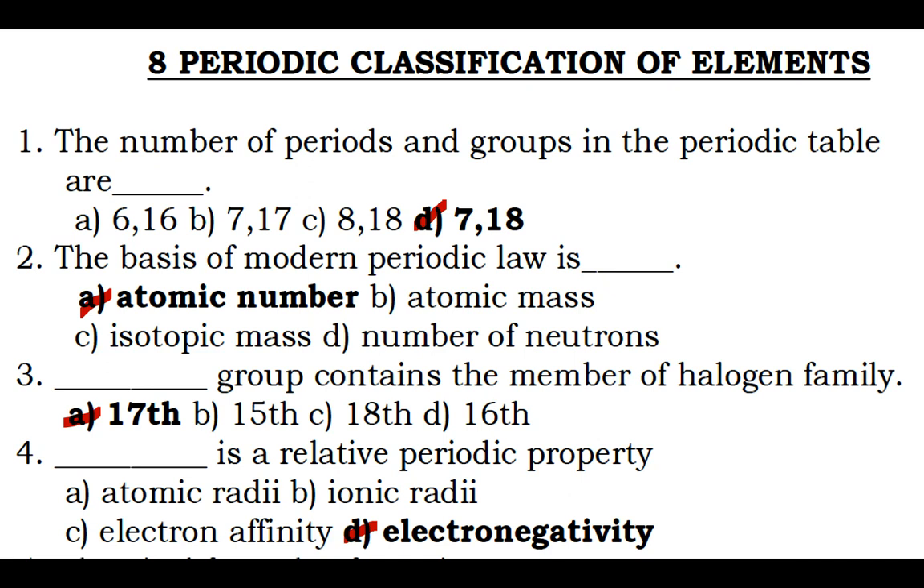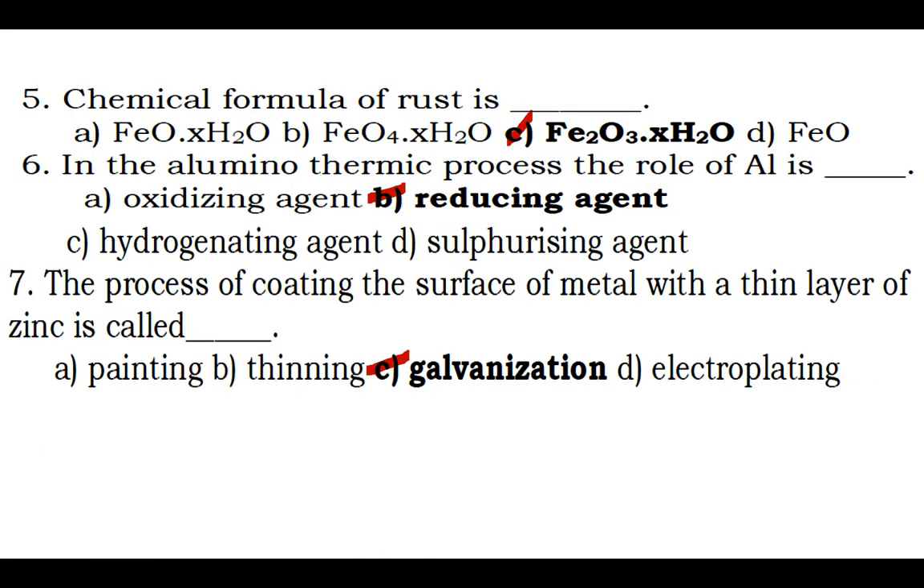Question number 4. Dash is a relative periodic property. Option D, electronegativity. Question number 5. Chemical formula of rust is option C, Fe2O3·H2O. Question number 6. In the aluminothermic process, the role of aluminum is option B, reducing agent. Question number 7. The process of coating the surface of metal with a thin layer of zinc is called option C, galvanization.